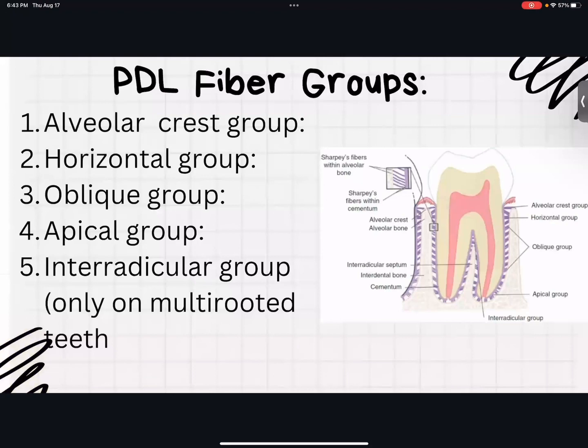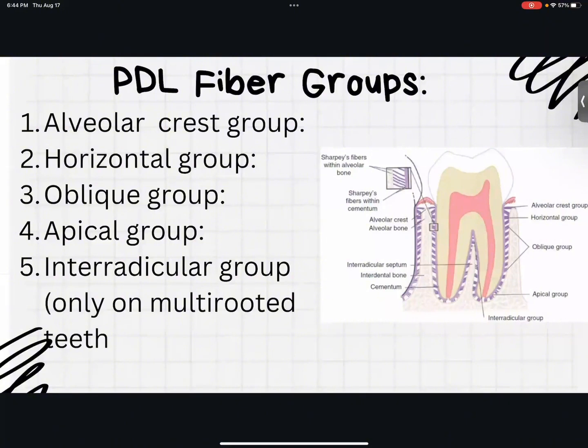First is the alveolar crest group, located on the cervical root, which resists vertical and intrusive force. Horizontal group is located on the midroot to adjacent alveolar bone proper, which resists horizontal and tipping force. Oblique group is located on the apical 1/3 of the root, and it resists vertical and intrusive force. And then apical group is located on the apex of the root, which only resists vertical forces.